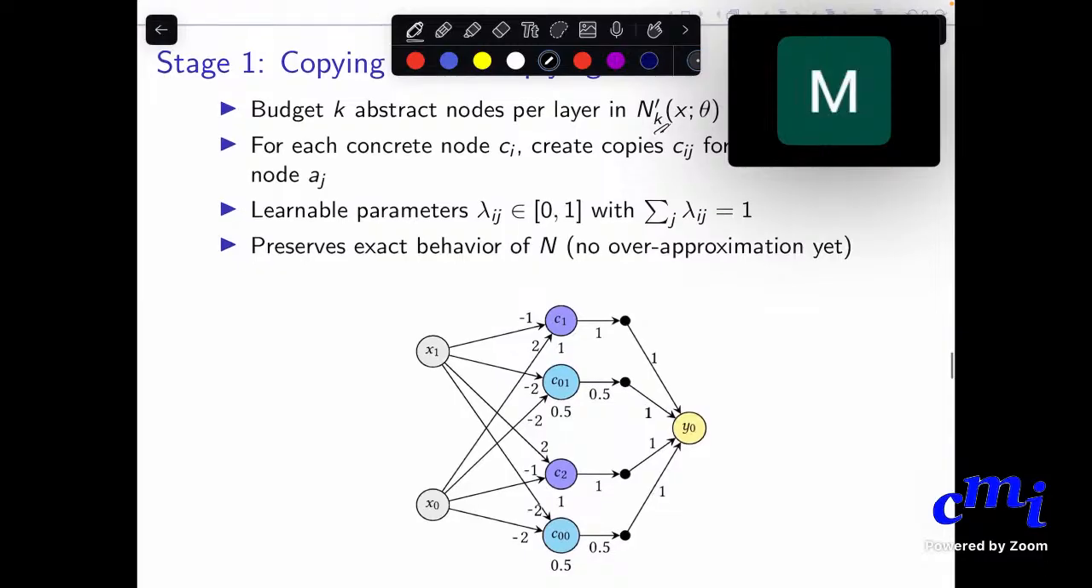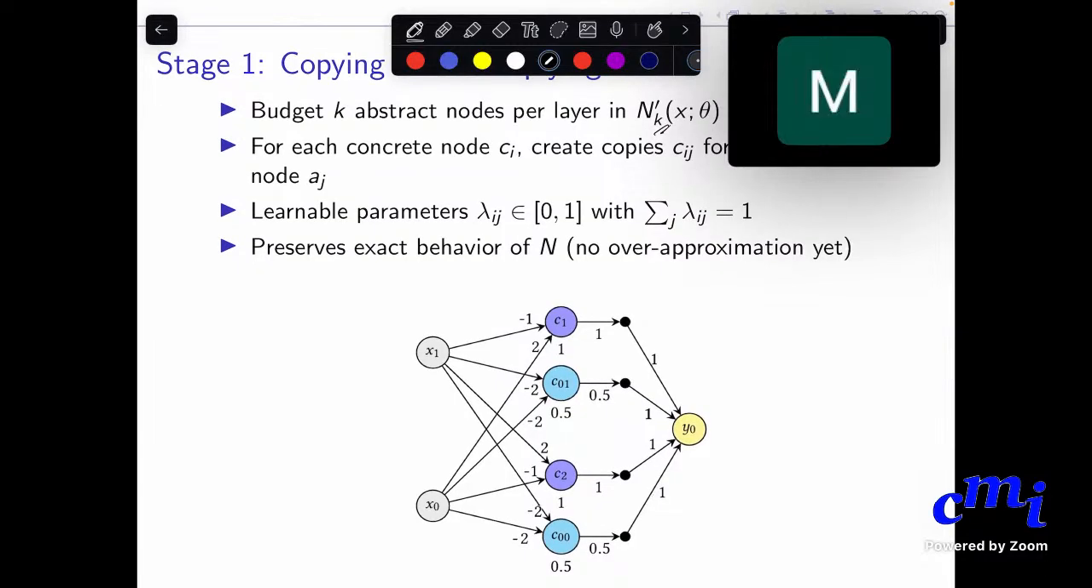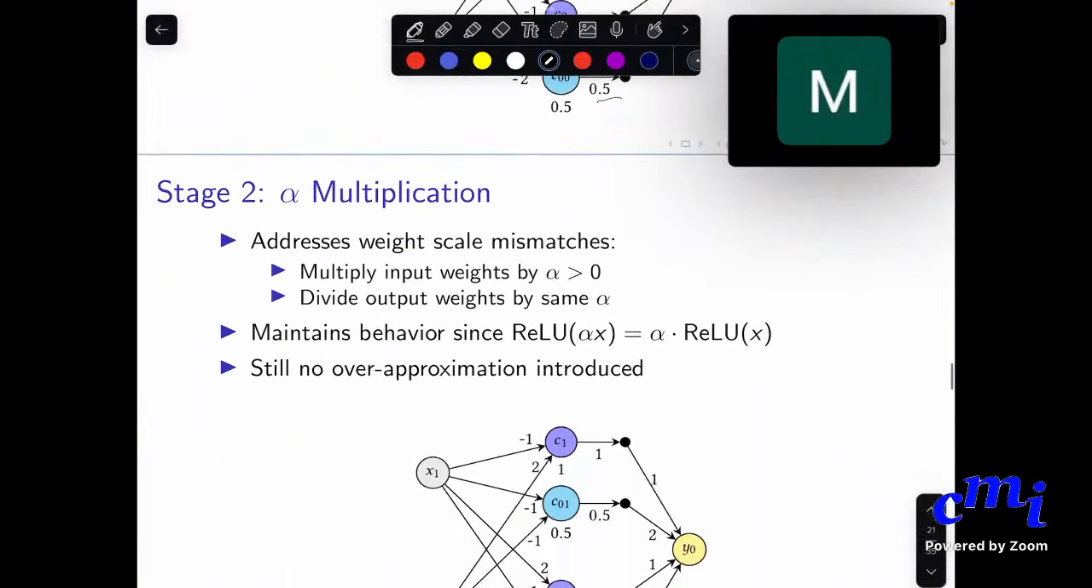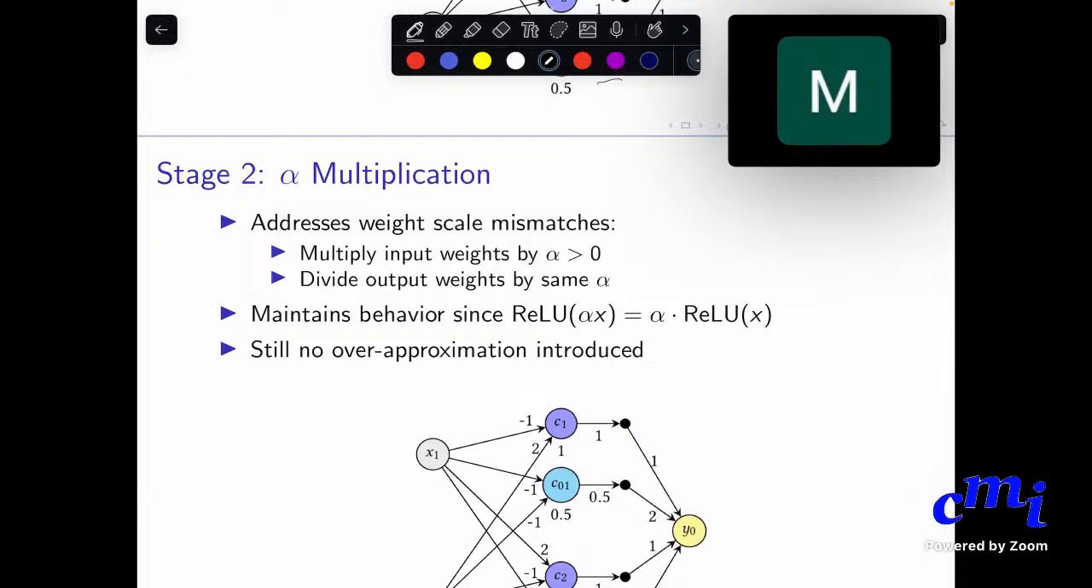So what we have done here is make copies, and after making the copies, we multiply by lambda ij. In the original network there was C1, C2, and C0. We have made 2 copies of C0, C01 and C00, and we have multiplied by 0.5 and 0.5, which add up to 1. Now we will go to the next stage, alpha multiplication.